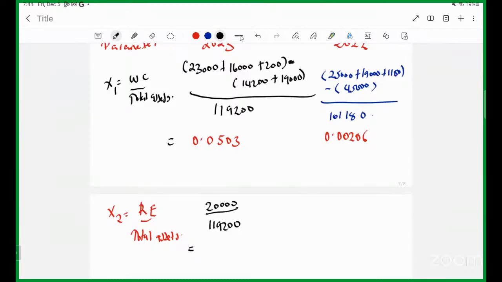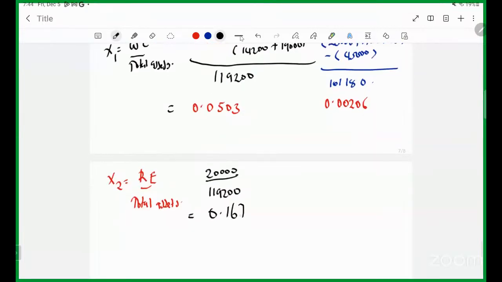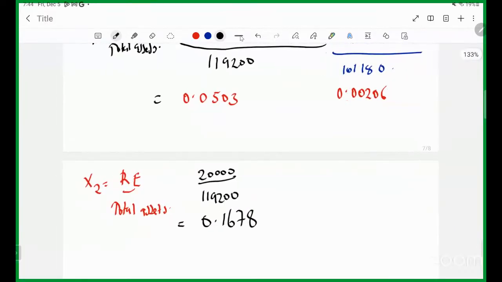0.1678. All right. 0.1678. Thank you. Can we have as well for 2022?